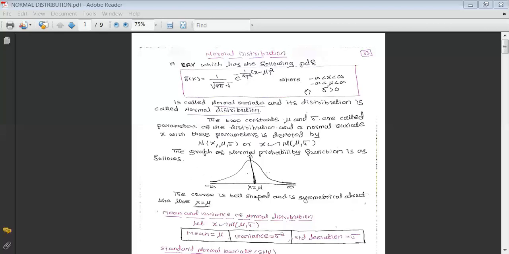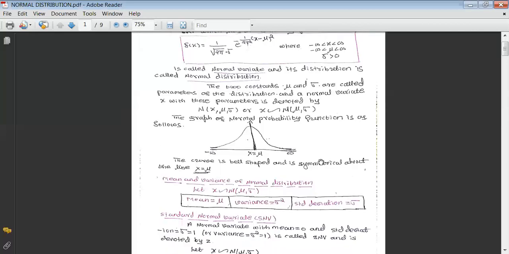Now, generally, the geometrical meaning of a function is that it represents a curve. Like that, if you plot this curve with the known values of mu and sigma, the curve seems to be like this, and this curve is symmetric about the line x equal to mu. Once we observe the curve, we find that the graph is bell-shaped and is symmetric about the line x equals mu.